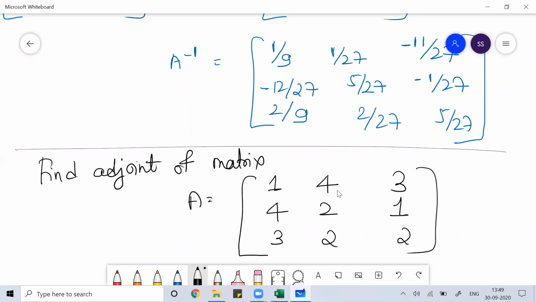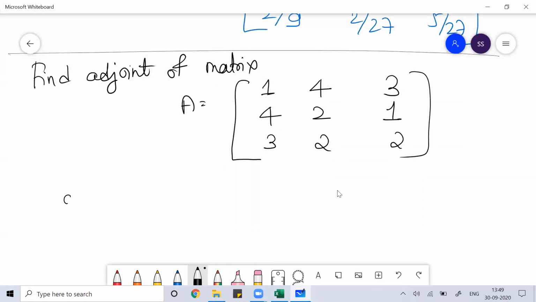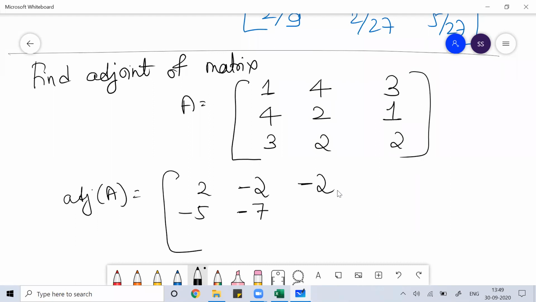The answer for this problem, adjoint of A, what you will get is 2, minus 2, then minus 2, and then minus 5, minus 7, 11, and then 2, 10, and minus 14. This is the adjoint of A.